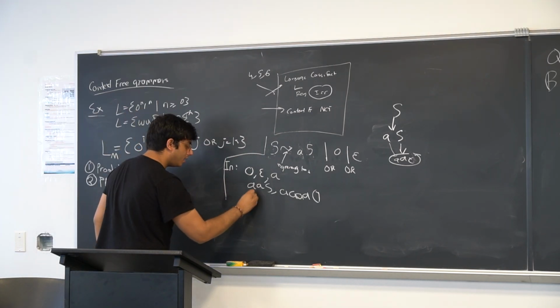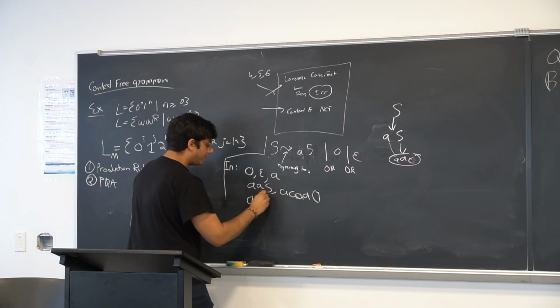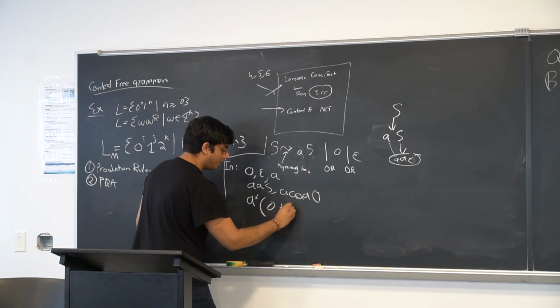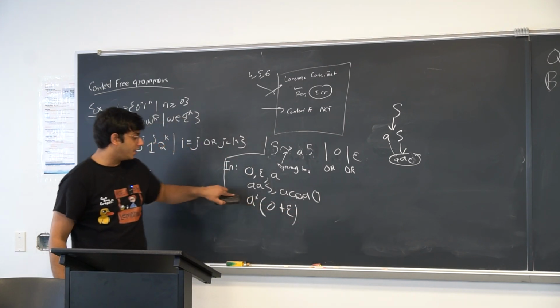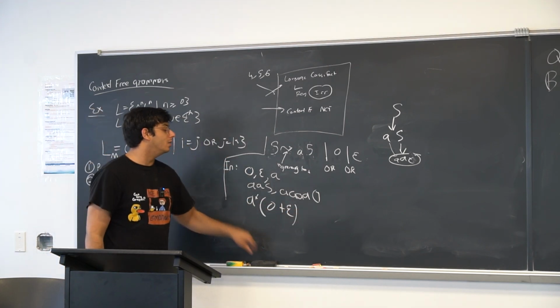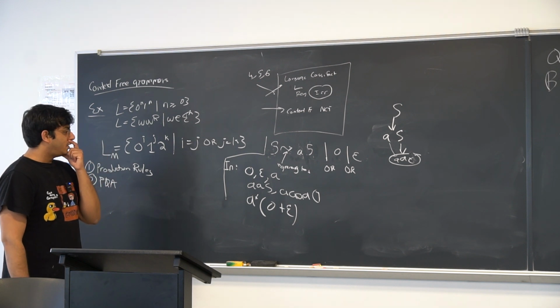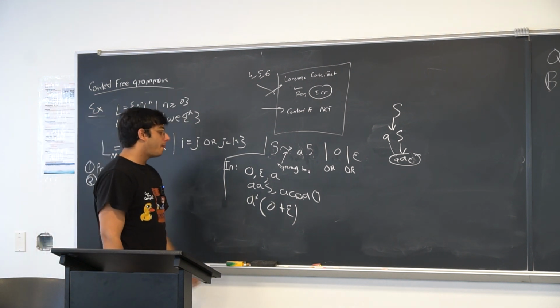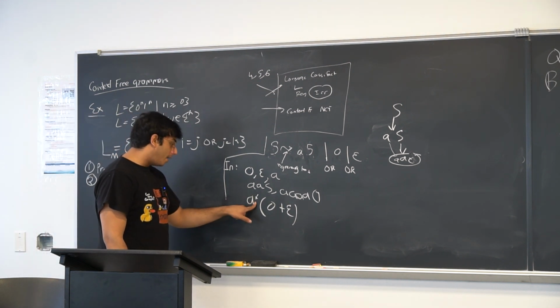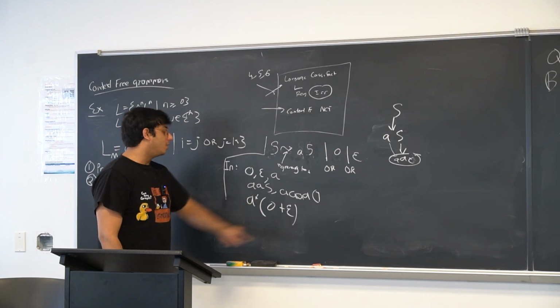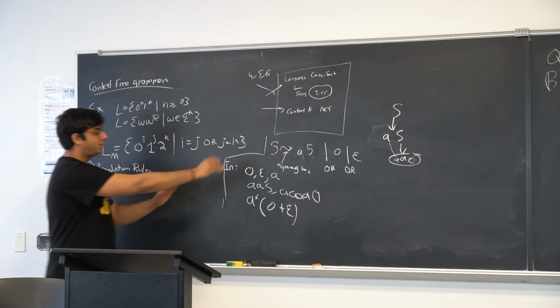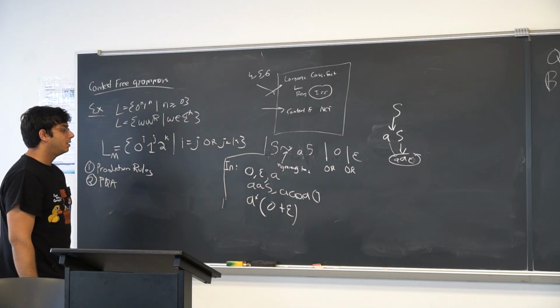A star, brackets, 0 plus epsilon. Yep. And then I don't need epsilon because, yeah, I do need epsilon. Cool. Yes, I think that works. So you can not pick A, you can pick a 0. So this is a regular language. This is what this context-free grammar represents.